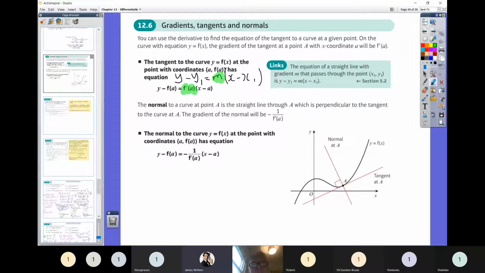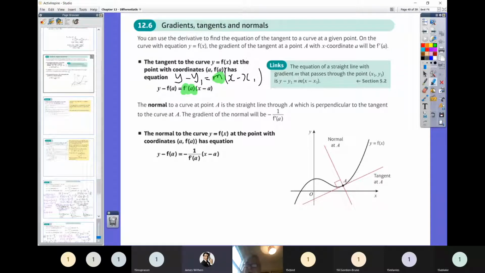Step one, we have to go and work out the gradient at the point of the tangent. To do that, we differentiate the curve and we substitute in the x value. So we'll just be practicing doing those. If they ask you for the equation of the tangent, that is all we have to do.